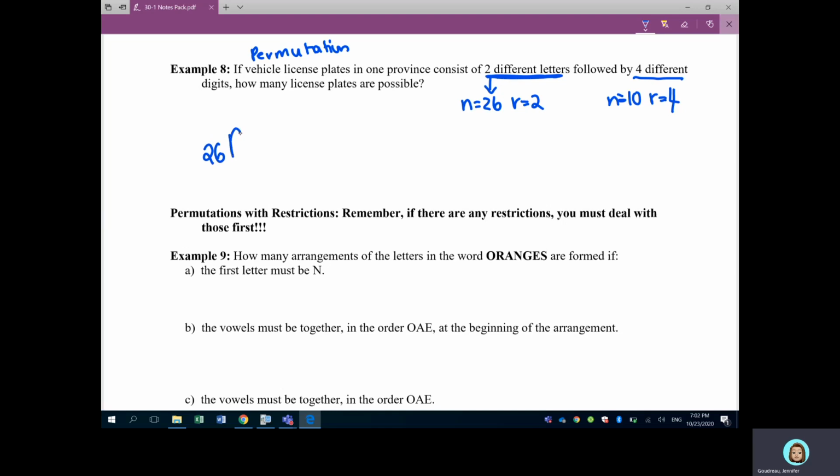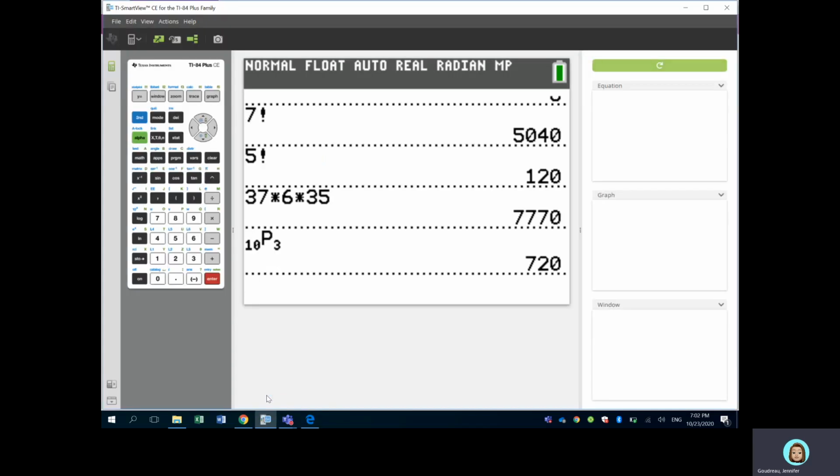It's going to be 26 permute 2, and 10 permute 4, and we are going to multiply in the middle. Again, that fundamental counting principle comes into play here. And again, we can go to our calculator to do this. So I'm going to put in the 26. We're going to go to our math menu.